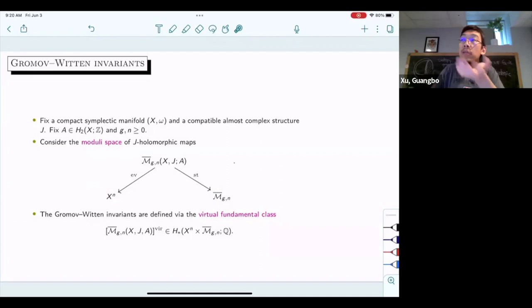Morally, these numbers tell you how many curves there are satisfying certain constraints. But it's very important to keep in mind that classically the Gromov-Witten invariants are rational values, just because there are contributions from stable maps which have non-trivial automorphism groups. This feature will be discussed again and again in this talk.